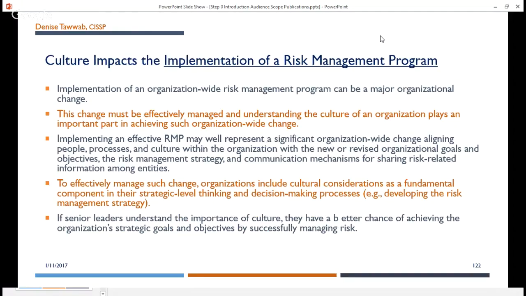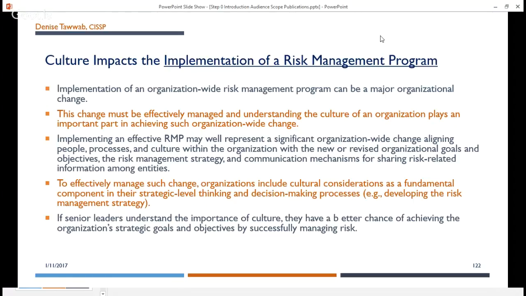Culture impacts the implementation of a risk management program. The implementation of a risk management program can be a major organizational change. This change has to be effectively managed, and understanding the culture of your organization plays an important part in achieving organization-wide change. Implementing an effective risk management process may well represent a significant organization-wide change, aligning people, processes, and culture within the organization with the new or revised organizational goals and objectives, the risk management strategy, and communication mechanisms for sharing risk-related information among entities.